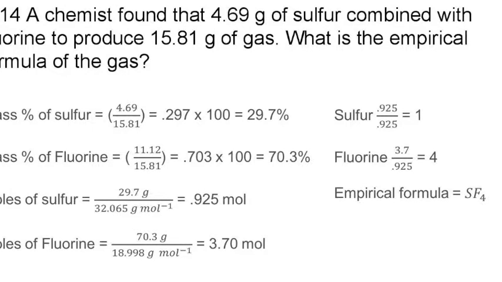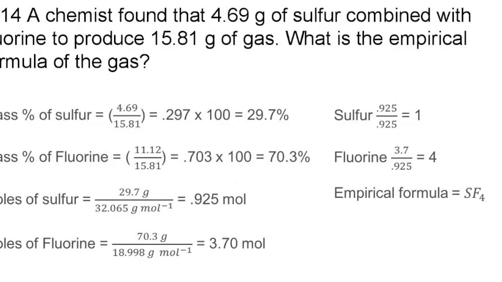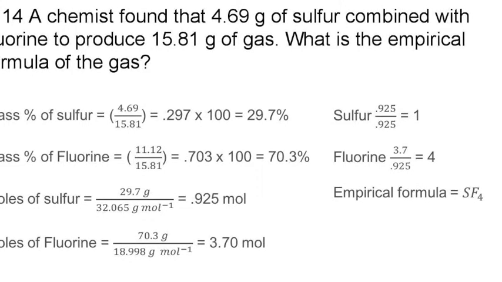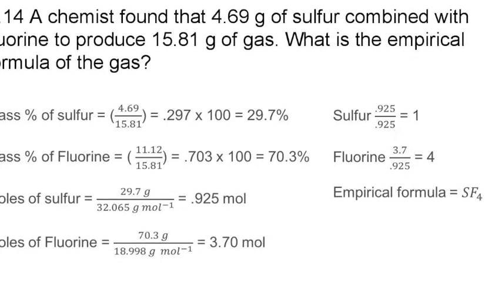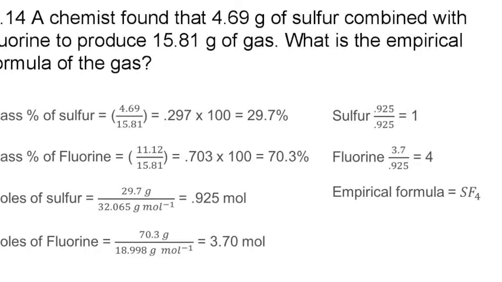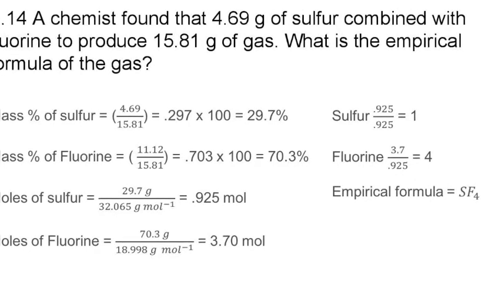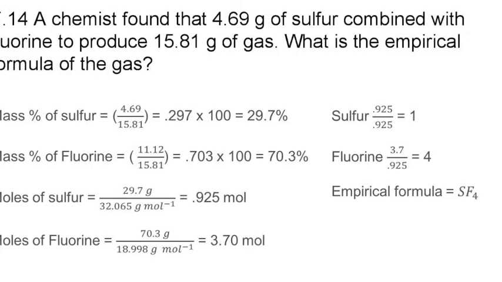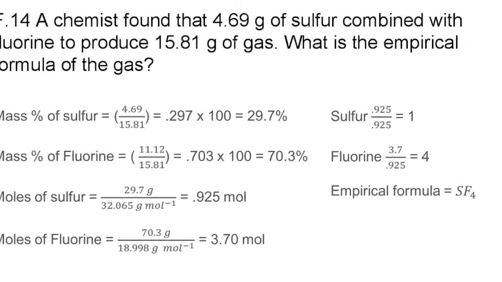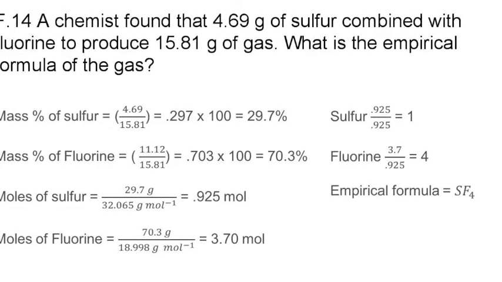So for question F14 from the textbook, we're trying to find the empirical formula. So we have 4.69 grams of sulfur combined with fluorine to produce 15.81 grams of this gas. So we're going to find the percent mass of the sulfur, which we do by taking what they give us, so 4.69 grams, divided by the total mass of the gaseous form, so it's 15.81. And this comes out to about 0.297, which we multiply by 100 to get the percentage, which is 29.7%.